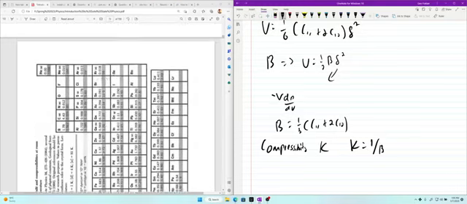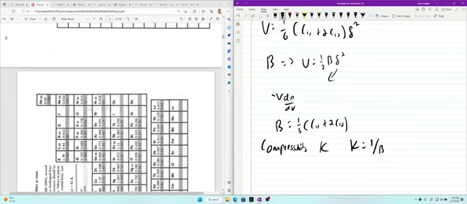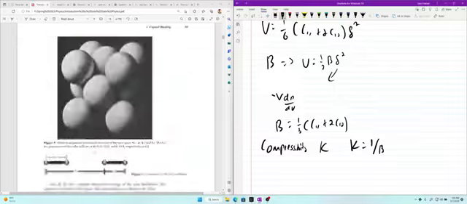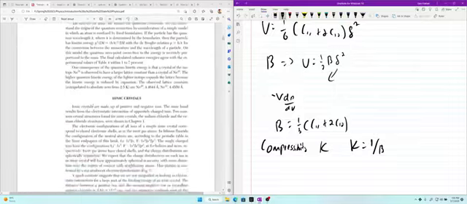Out of curiosity, let's look at argon. I'm doing a lot of argon, so compressibility and bulk modulus. Argon has a compressibility of 79, which I think means it's pretty compressible, versus something that's not compressible at all, like lithium, 8.62. Hopefully I don't have that backwards.